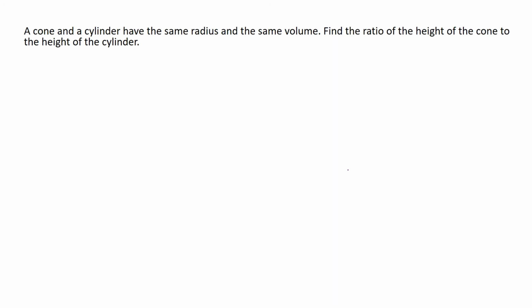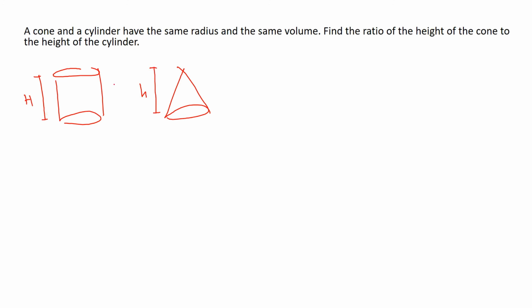So, a cone and a cylinder have the same radius and the same volume. Find the ratio of the height of the cone to the height of the cylinder. I will read it. So, you have a cone and a cylinder. Say for example, this is your height. It is the height that we are looking for, the ratio of the height. So this is your height of the cone. Capital H for the cylinder, small letter h for the cone. What does the problem say? They have the same radius and they have the same volume.